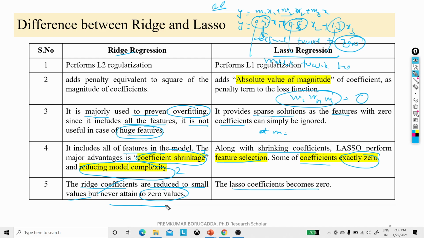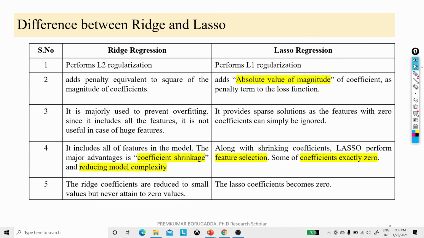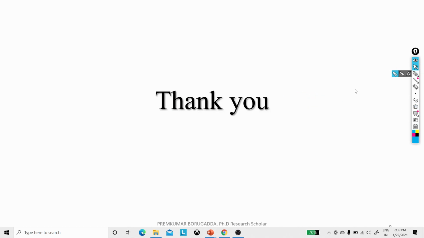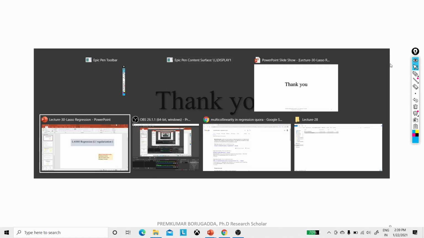So keep in mind, this is a very important point. This is the topic of lasso regression. In the next lecture I will explain elastic net regression. I hope you understand.